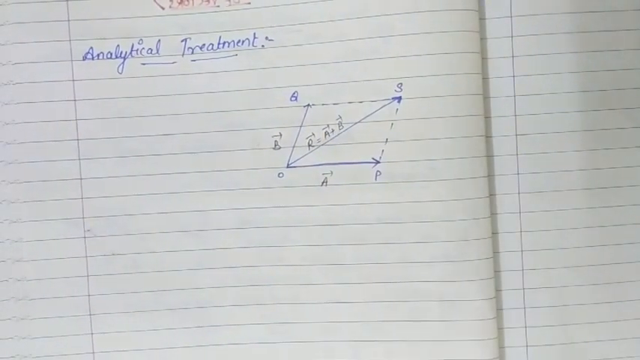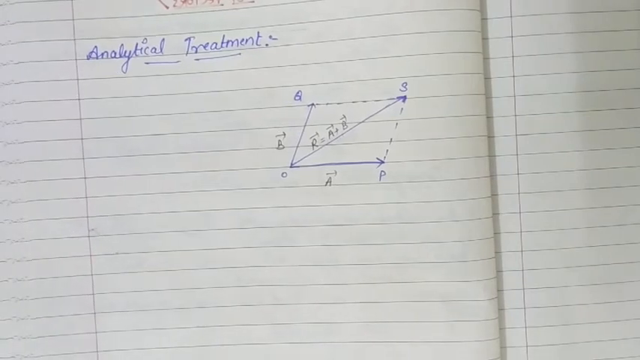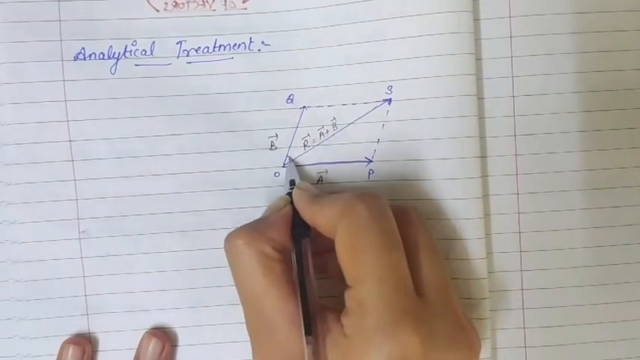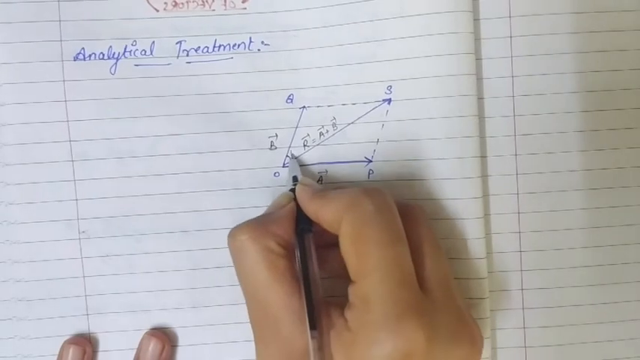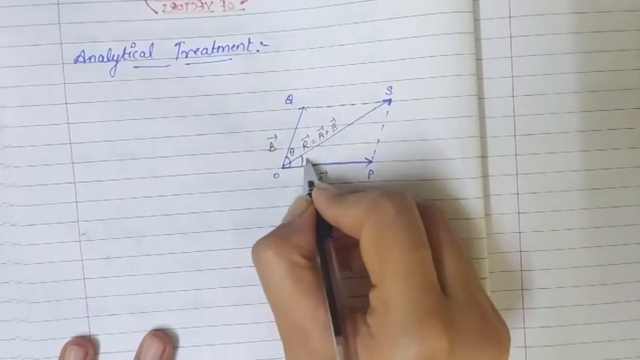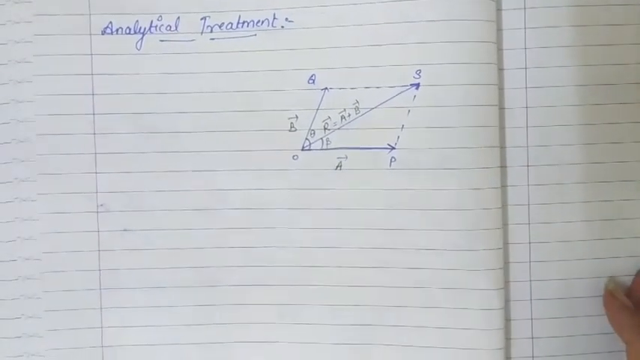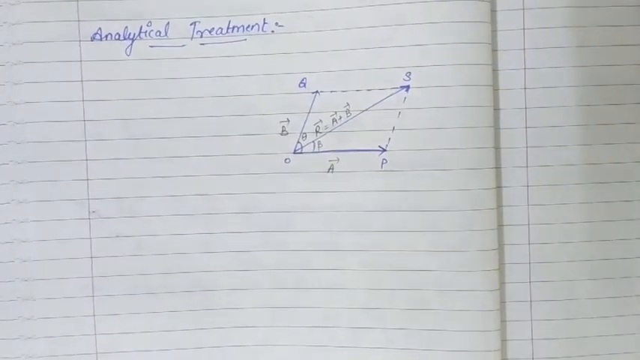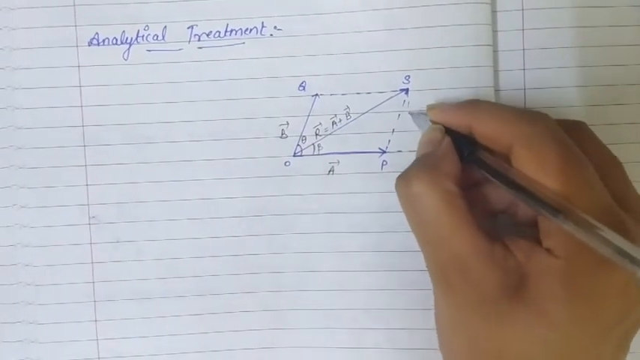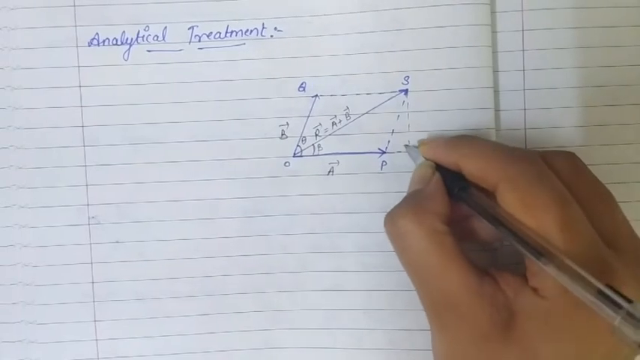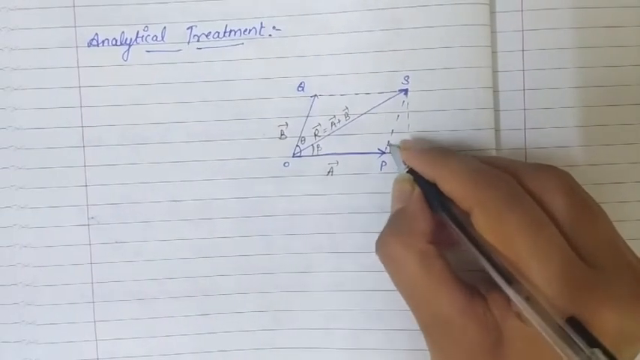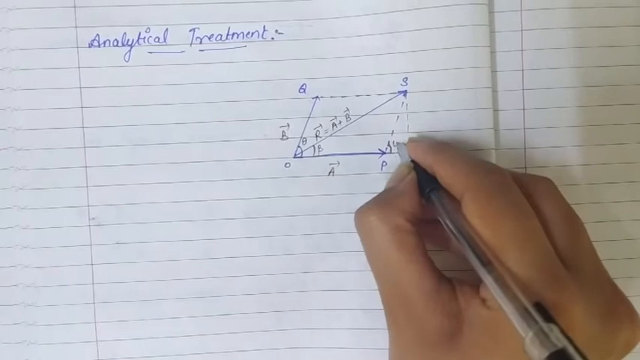Now we want to find the magnitude of this resultant and direction of this resultant. So the angle between A vector and B vector is theta, and the angle that the resultant makes with A vector, let it be angle beta. So now we want to find the magnitude of R and beta. For that we produce OP and draw a perpendicular from point S over it. This is a perpendicular drawn from point S to OP produced, and this angle will be same as that of theta.